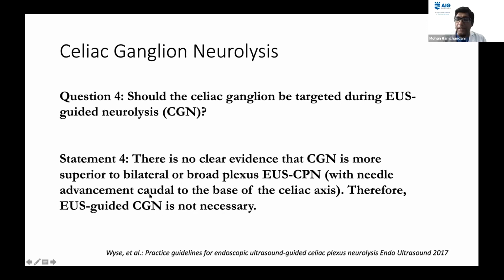So you need not do ganglion neurolysis, especially since we saw some studies, including a randomized control trial, showing high mortality. Also, the effect is not the same, because as I already told you, once you are doing CGN, it also spills around. It is not solely CGN. So it is actually the bilateral or broad plexus neurolysis, because you are doing multiple CGNs, the alcohol is spilling all over, and it is equal to broad plexus neurolysis, not per se. So you should not waste time in finding the ganglion and ablating them.